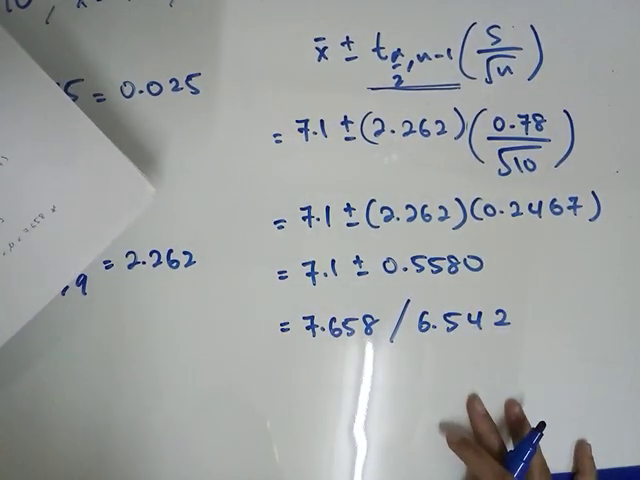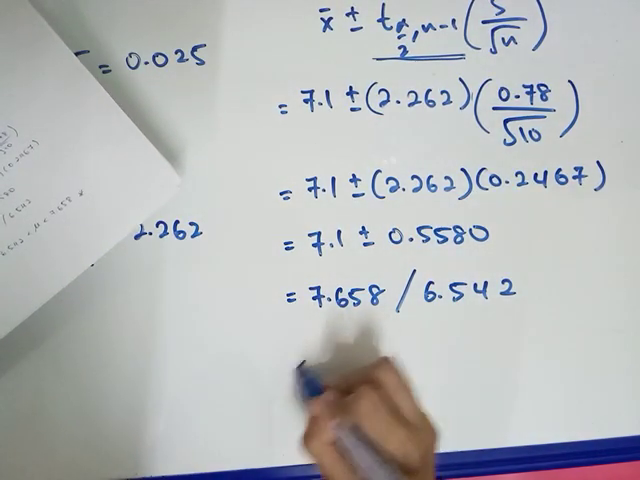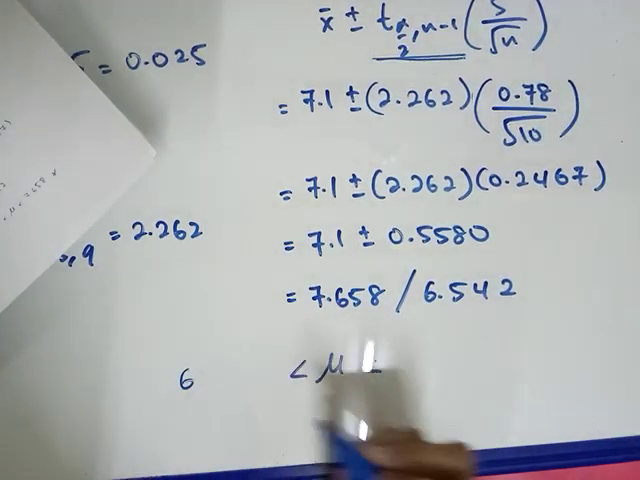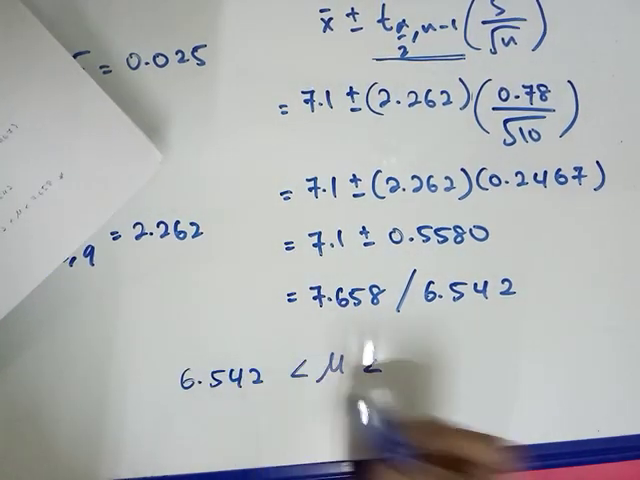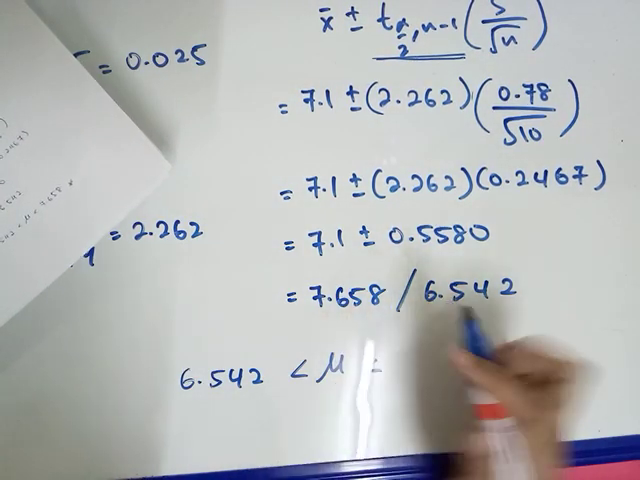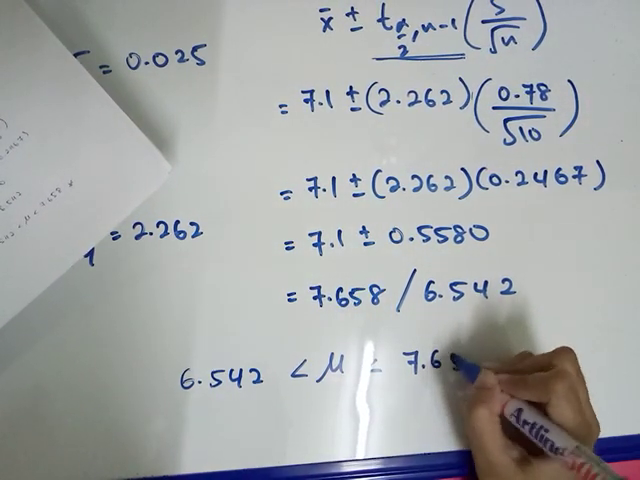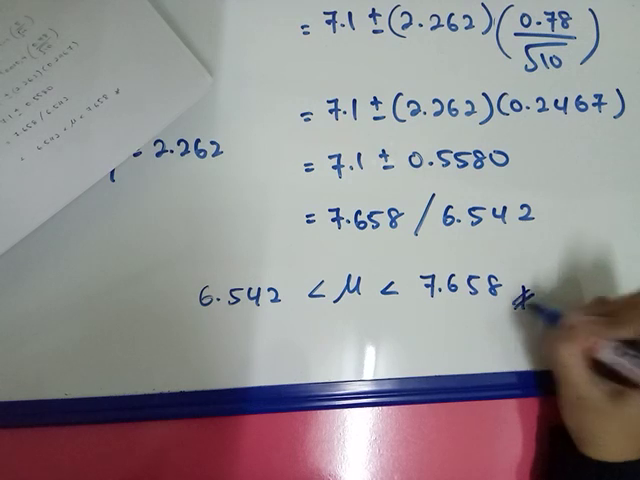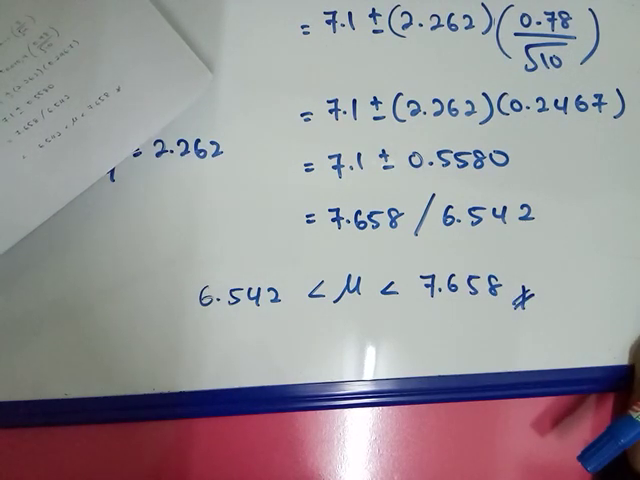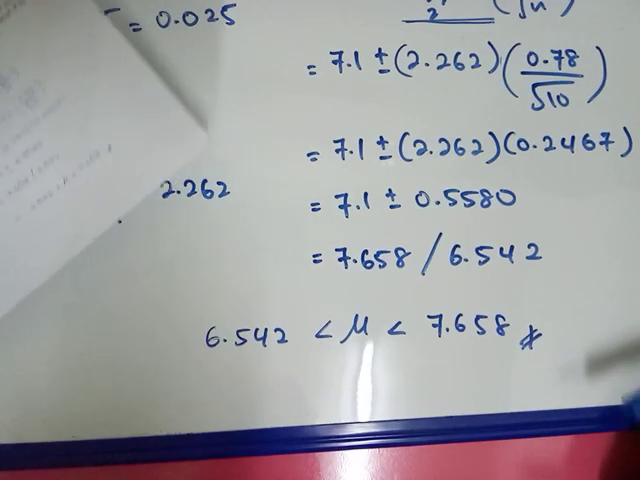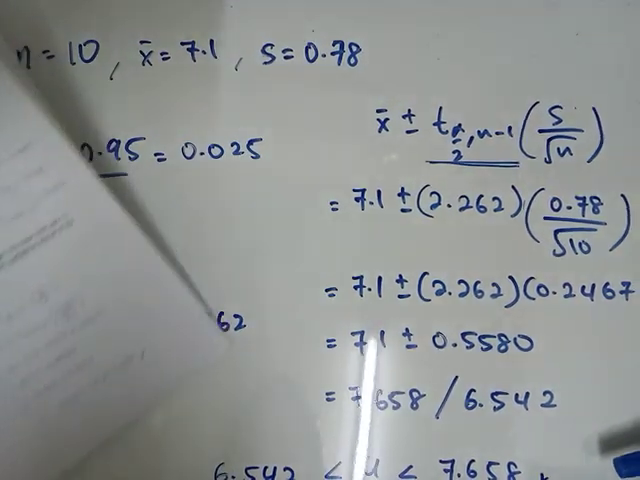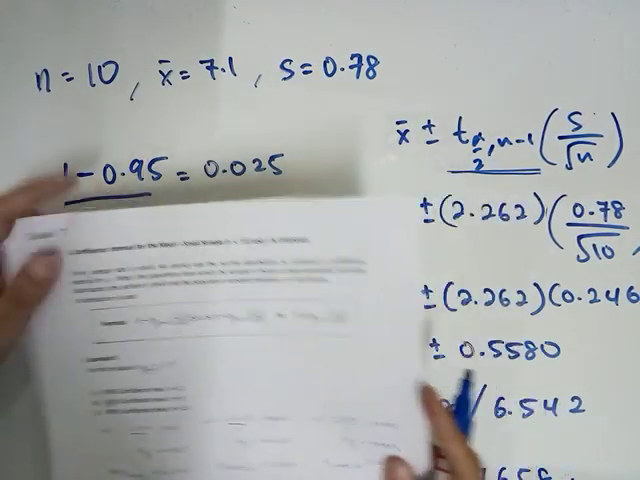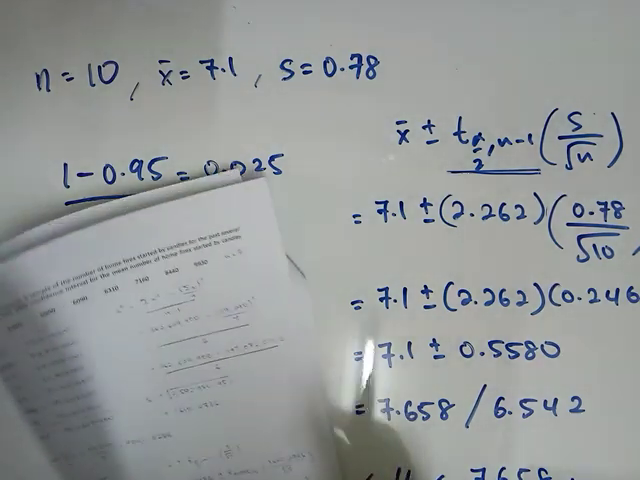So the final answer, the population mean: the smaller value is put on the left side, 6.542, and then the bigger value, 7.658, is put on the right side. This is the last answer, the population mean. Alright, do you understand? This is how to find the population mean when the sample size is small, less than 30, so we have to use the t value.